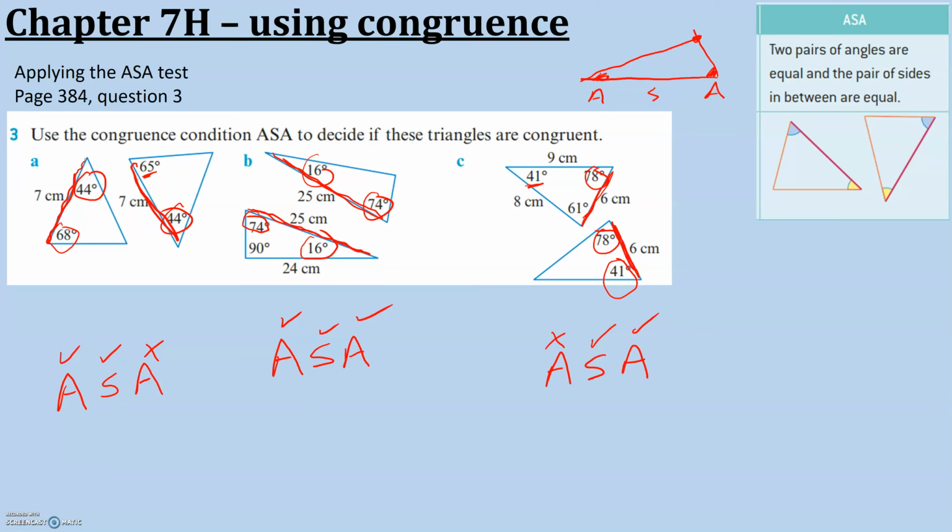So I just want to reiterate the main takeaway points here: the positioning of our sides and our angles is really important. Our angles need to be at the ends of the sides that we're interested in.